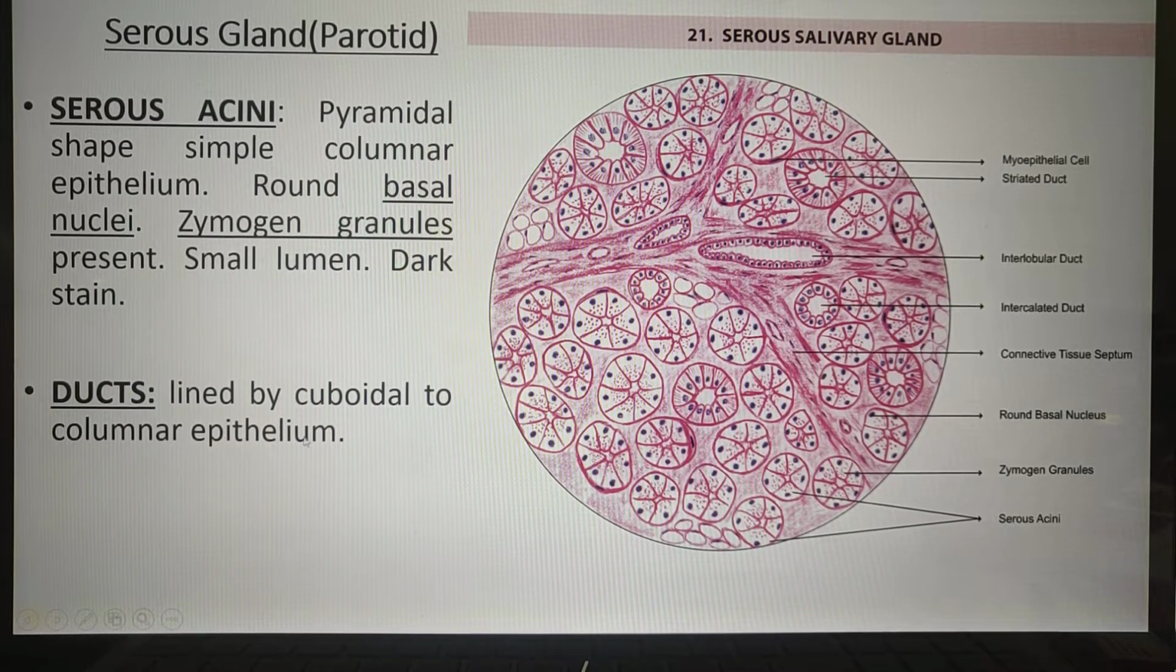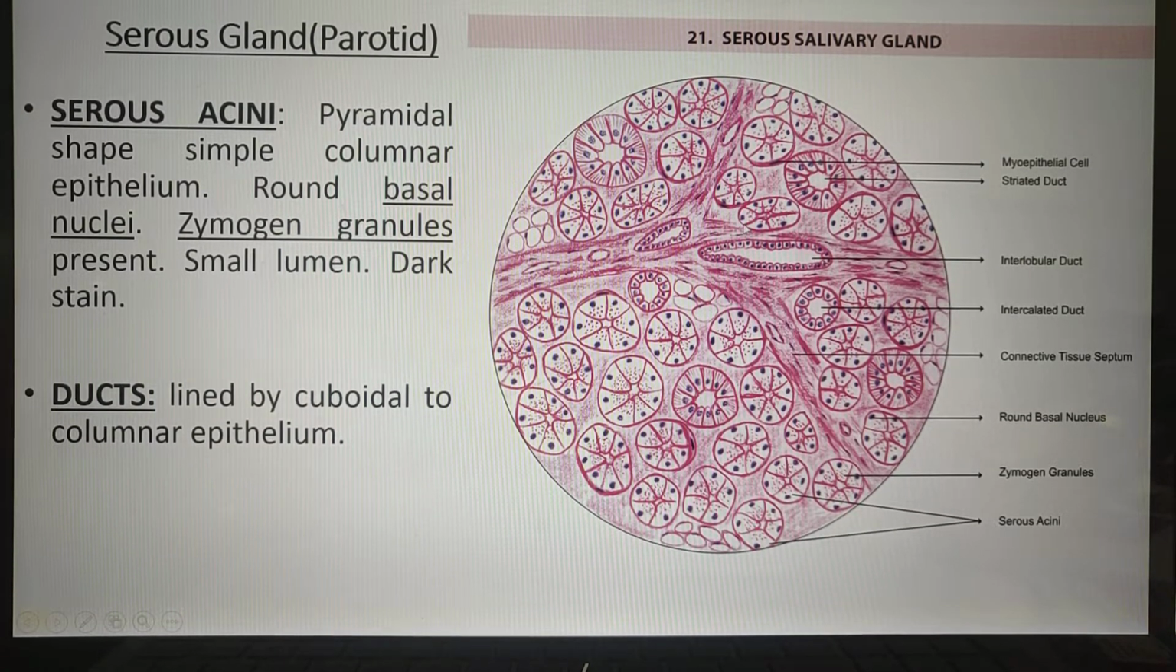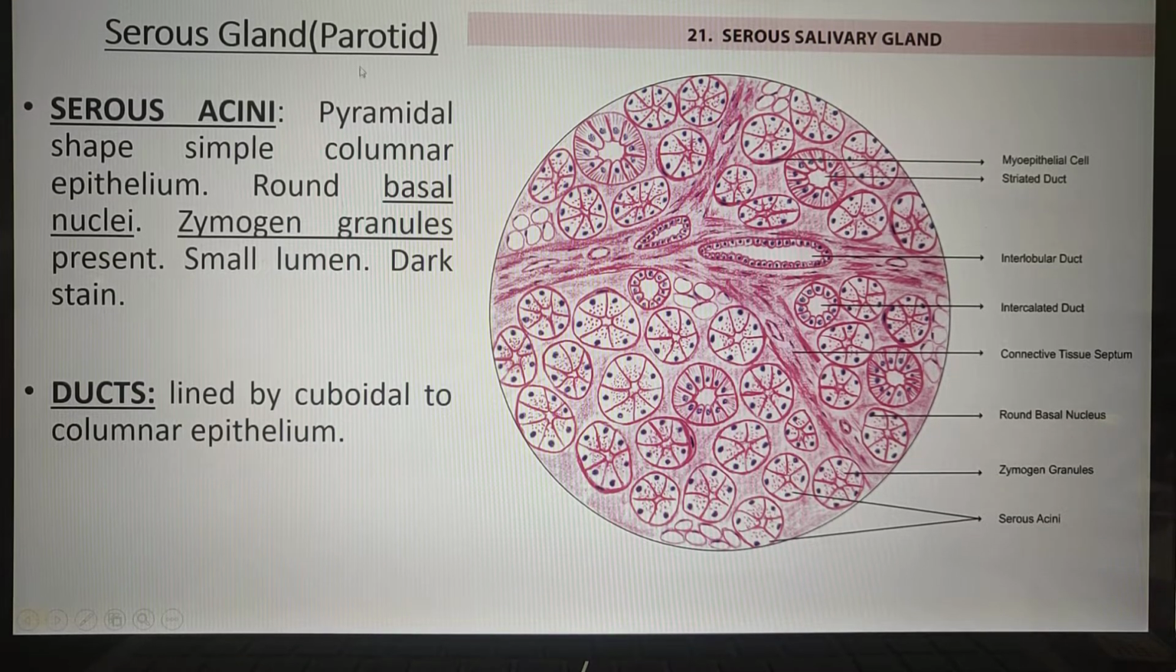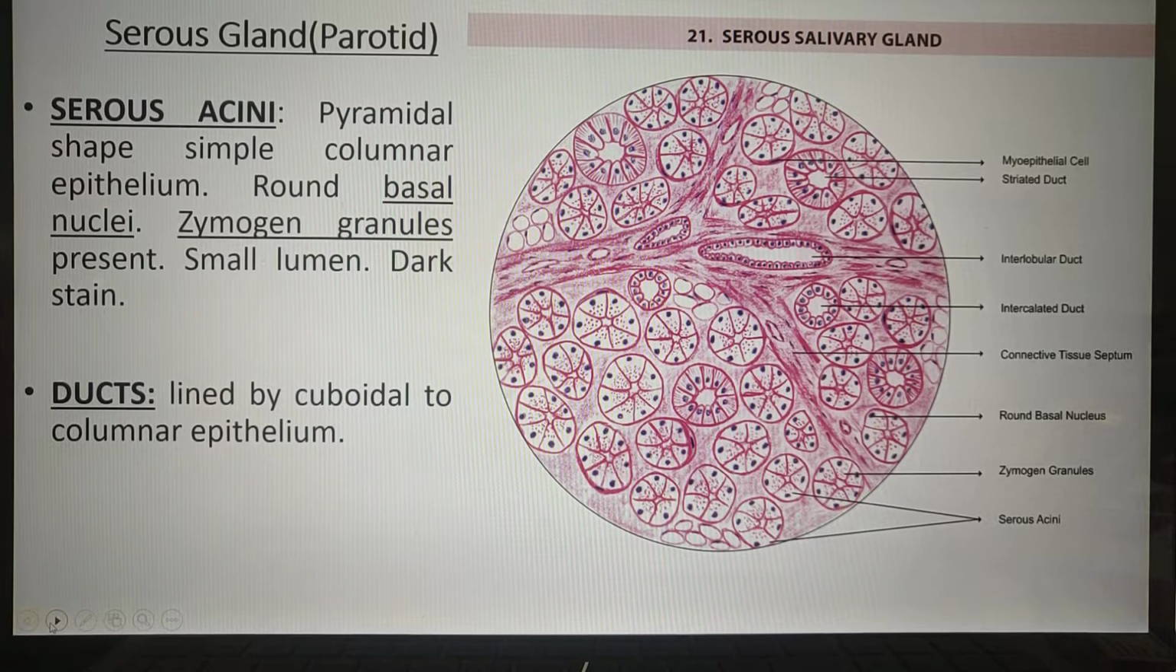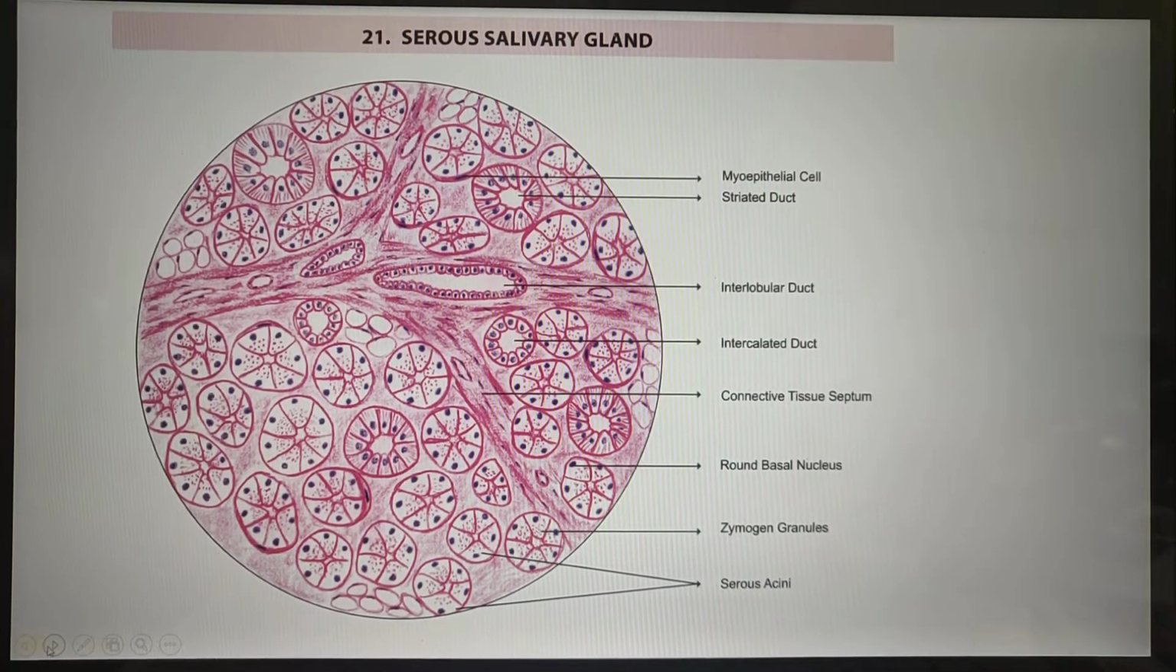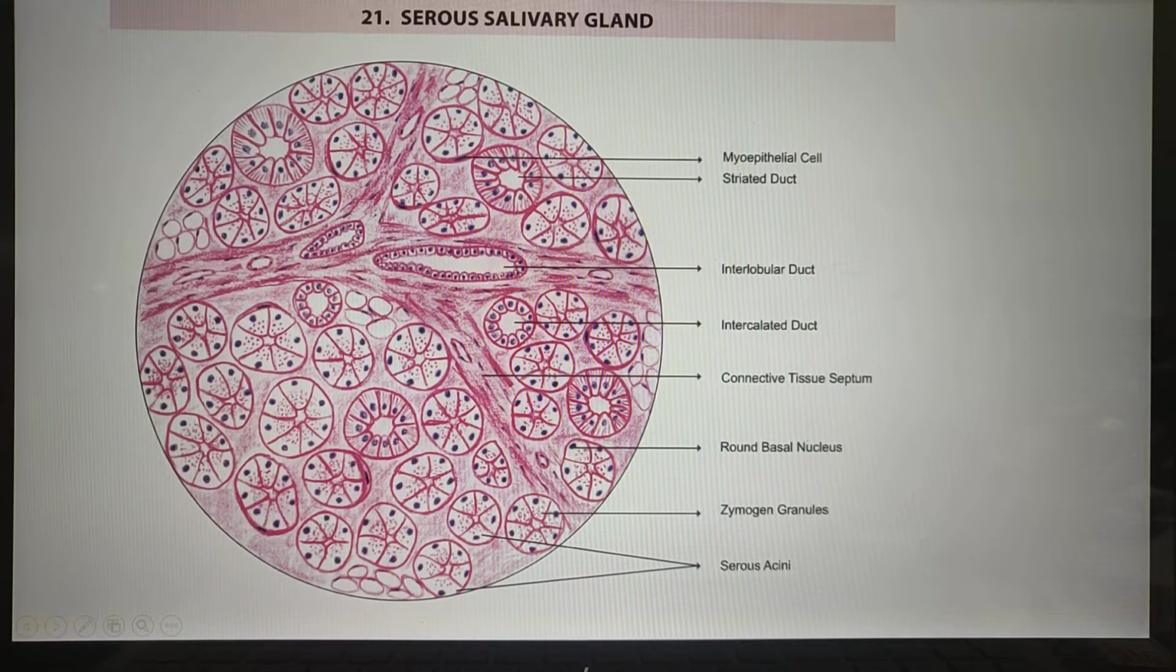Duct, it is lined by the cuboidal or columnar epithelium. Best example, it is the parotid gland. Also there is a lacrimal gland, it is an example of the serous gland. This is the enlarged view of the serous gland.